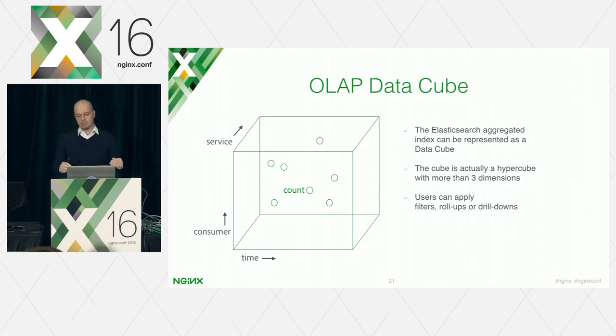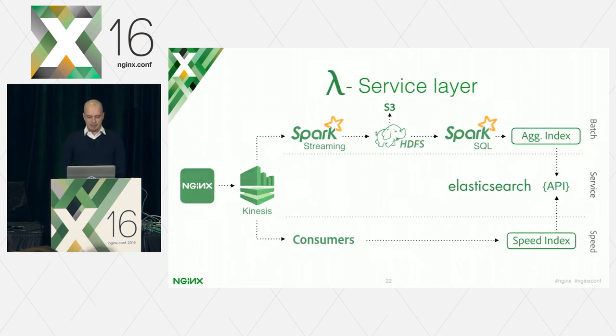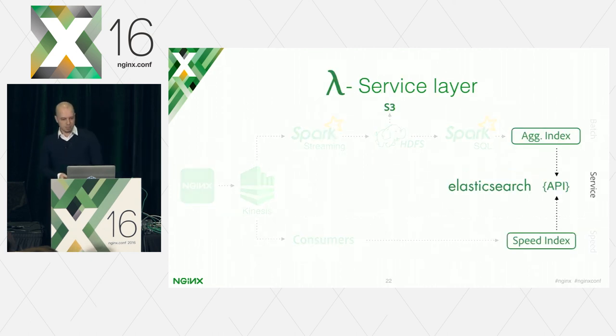On the speed layer, when you store everything that you have from Kinesis into Elasticsearch, you will have some performance problems if you want to do searches on billions and billions of records. This is the reason why you always have to do aggregation here. And of course, you can filter your data, roll up, drill down, and do all the specific OLAP executions.